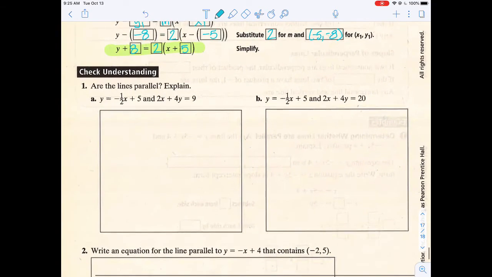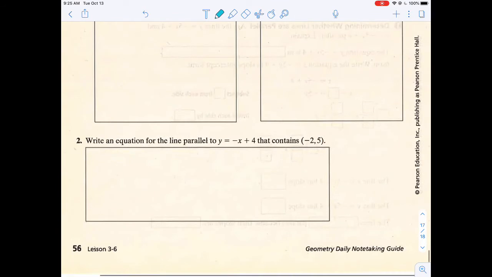Okay, what you're going to do here is determine if these two lines are parallel in both A and B. So you're going to have to rearrange this so that it's in slope-intercept form in both problems. This first one in both problems is already in slope-intercept form, so after you rearrange the second one, you'll be able to figure out what the slopes are and tell me if those are parallel or not, and why.